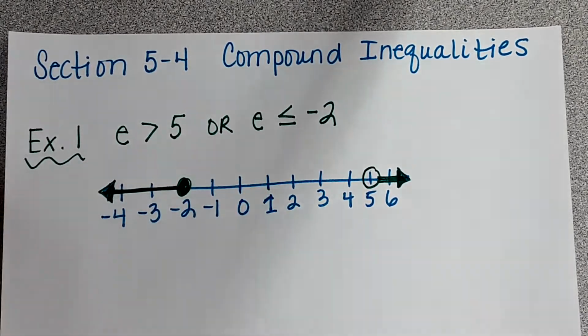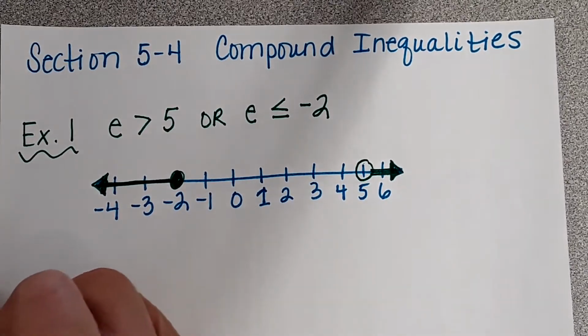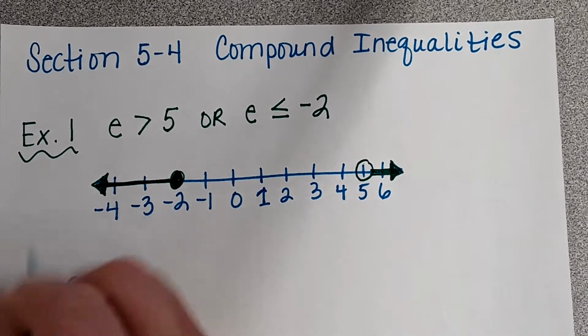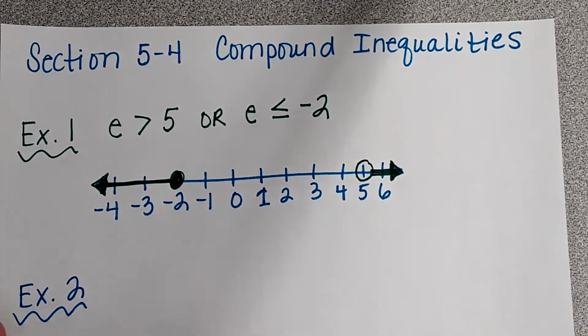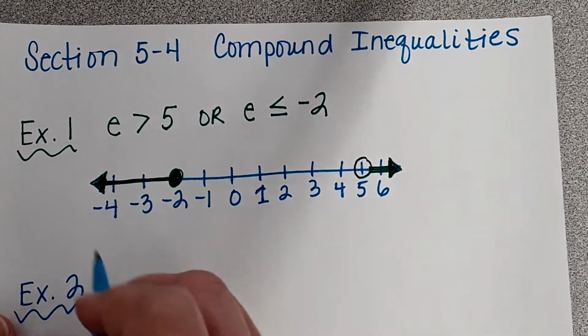Now I'm going to tell you that 99% of the time when you have an OR, they're going to go in opposite directions. Okay? If it's an AND, then they're probably going to intersect. We're going to have a starting point and a distinct ending point. We're going to do two where we have to graph, and then I'm going to graph one, and then we're going to write it out.